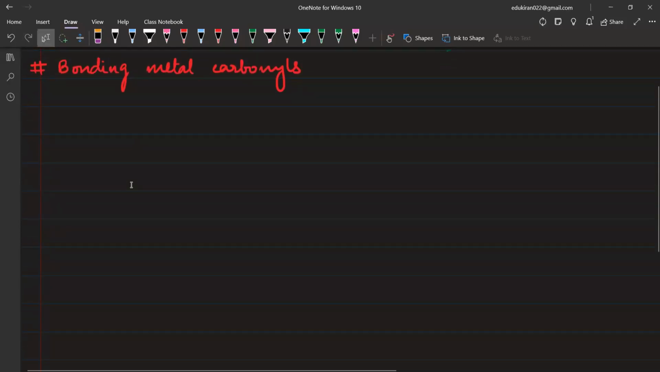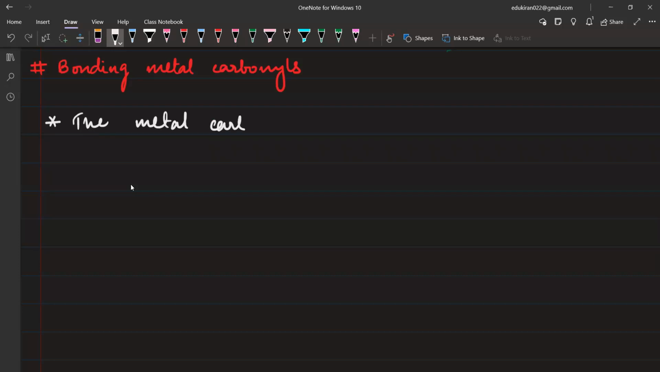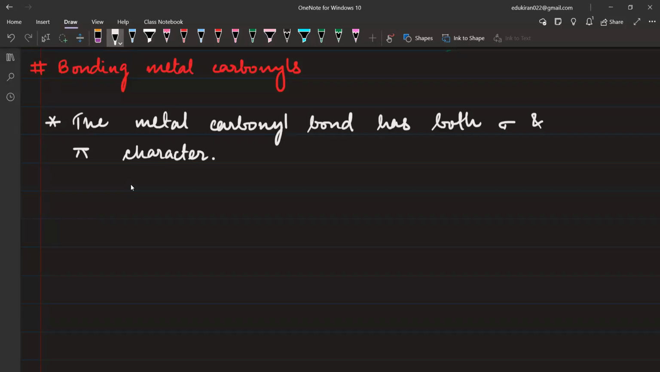Okay. Now, in metal carbonyls, a very important feature of the metal carbonyl bond is that it contains both sigma and pi characters. So, write the first point: the metal carbonyl bond has both sigma and pi character.